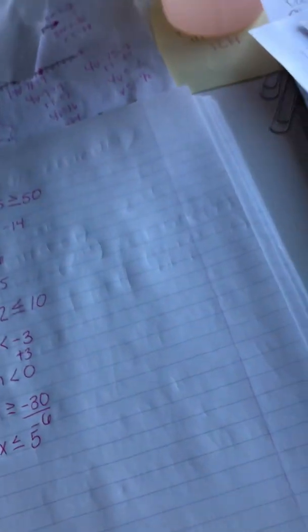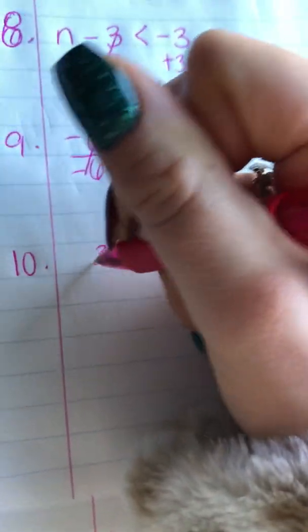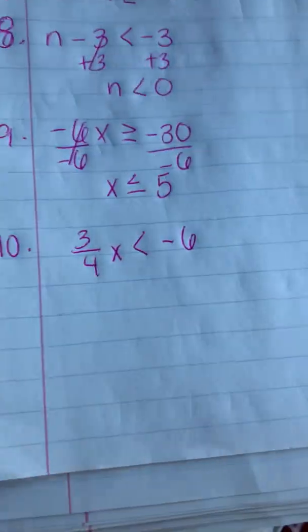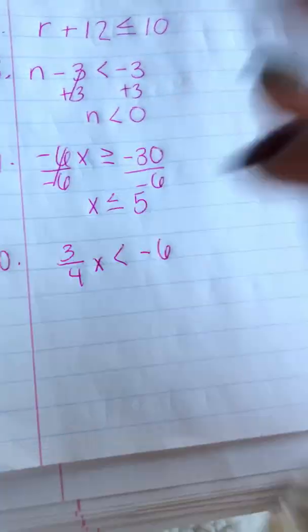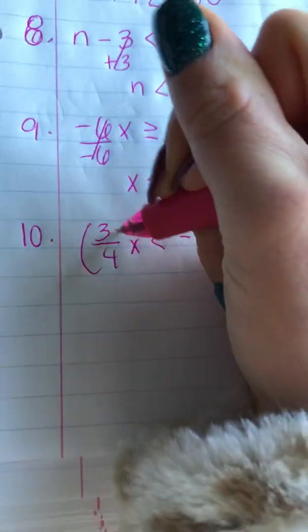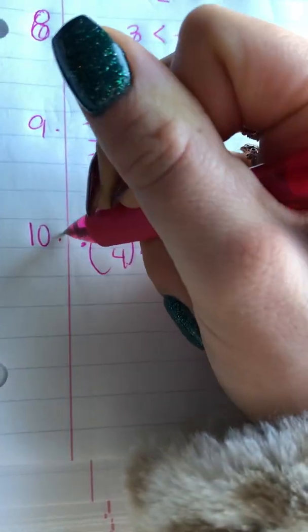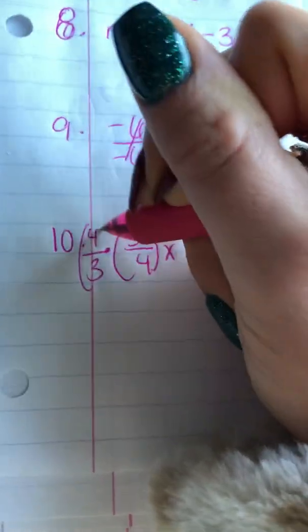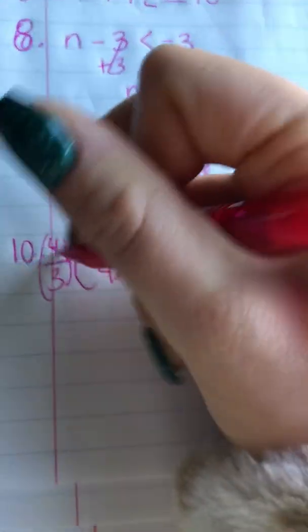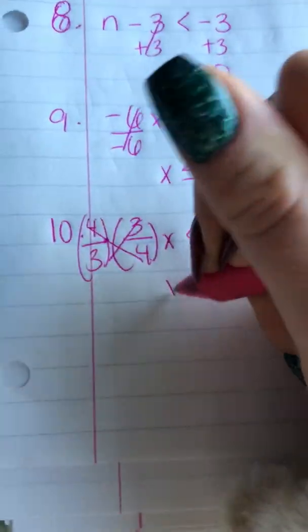Okay, we'll move on to number 10. I have 3/4 x is less than negative 6. Because this fraction is multiplying x, I need to divide, but when you divide by fractions, you keep the first fraction, you make the sign multiplication, and then you flip it. So you're really just multiplying by the reciprocal, or 4/3 on both sides. So that cancels on the left.